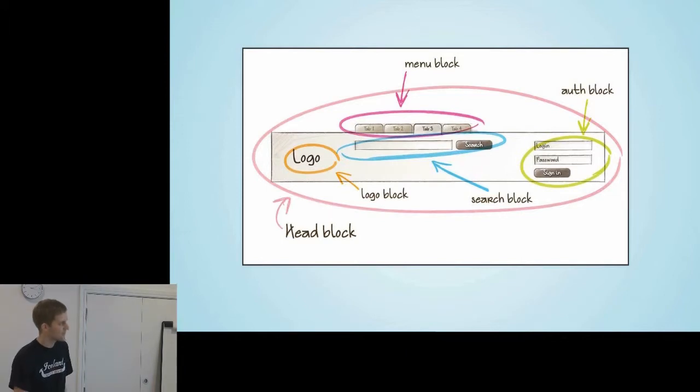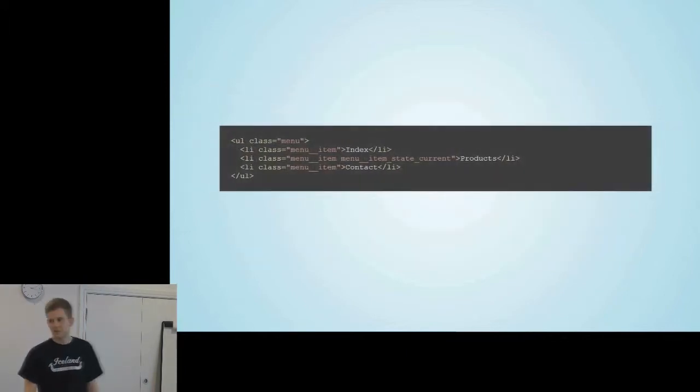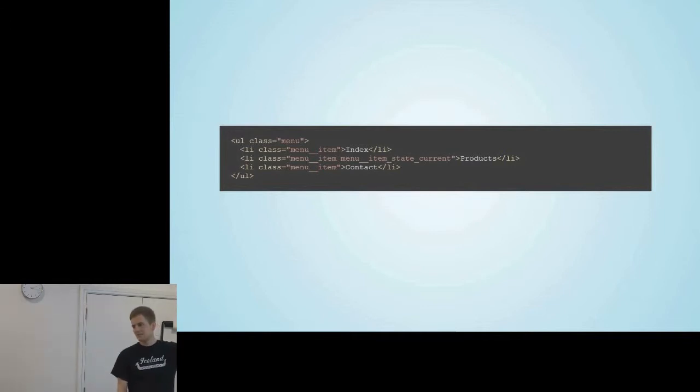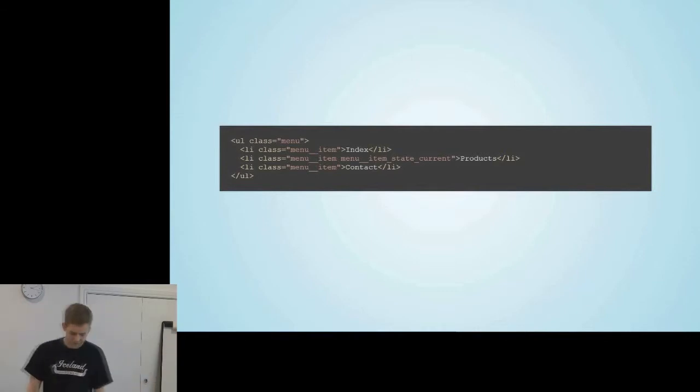Okay. This is an example of code using the BEM naming conventions. We have a menu, which is the block. We have an item, which is the element. And then, in this case, we have a modifier, which is the state current. We could also have maybe a size, which is big and small, or different kinds of modifiers to change the elements.